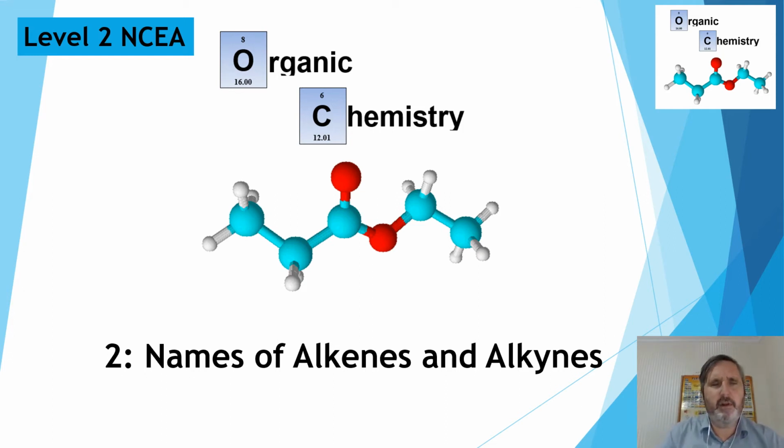Hi, it's Mr. T here with my second video on organic chemistry. This is for beginning organic chemistry, level 2 NCEA. And in this video, we're going to look at how to name alkenes and alkynes. And we'll look at something also called geometric isomerism.